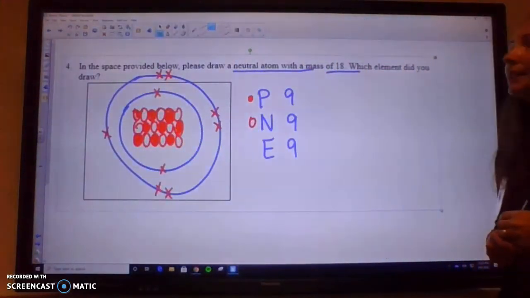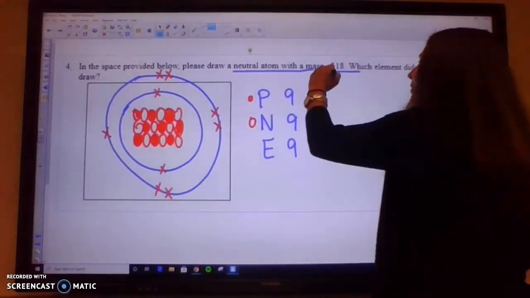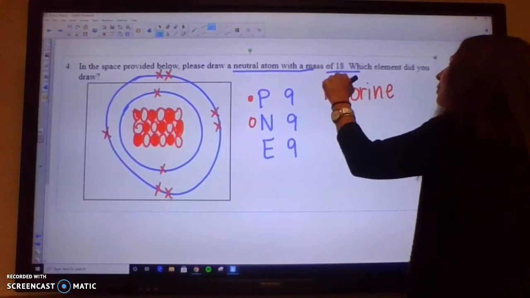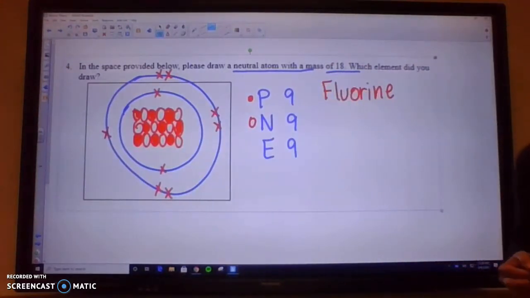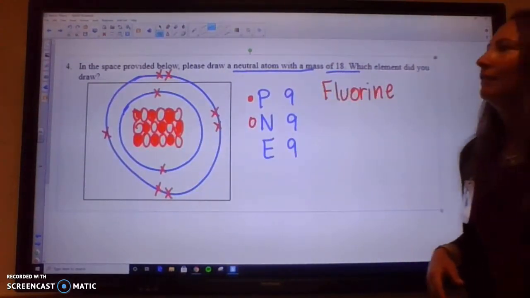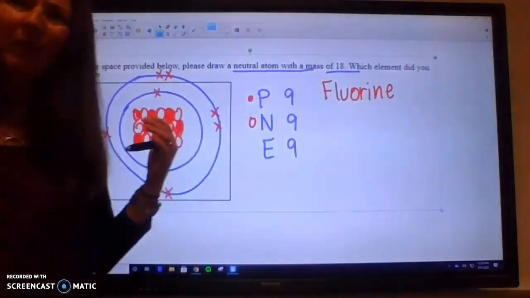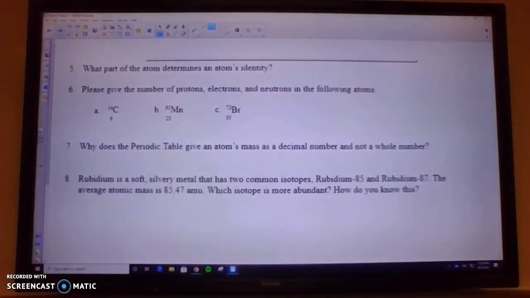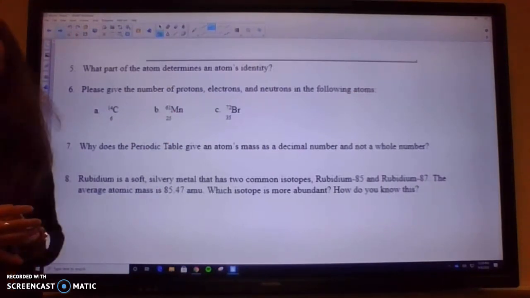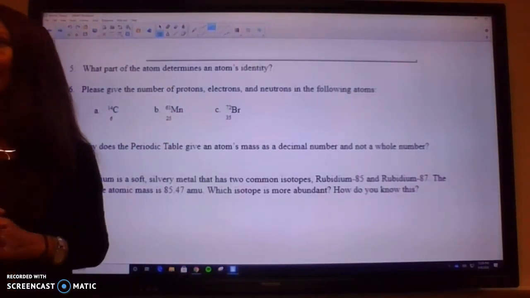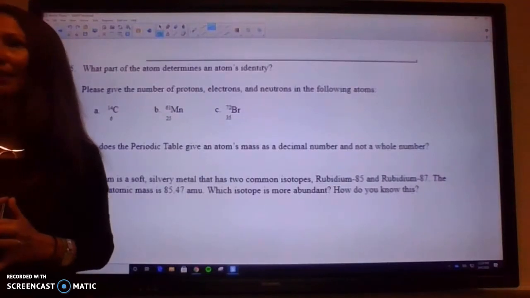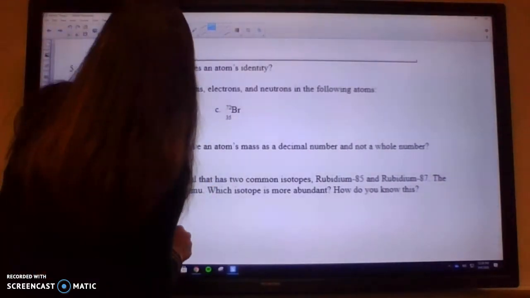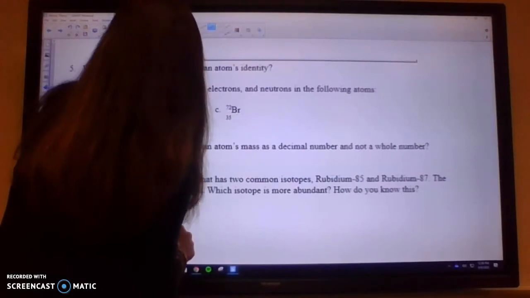What element is this? Atomic number 9? Fluorine. Good job. By the way, fluorine is spelled fluorine and not fluorine. Not that I'm really going to take off if you spell it wrong, but it is on your periodic table. So anyway, all right. What part of the atom determines its identity? The protons. They never ever change, so it's going to be the protons.